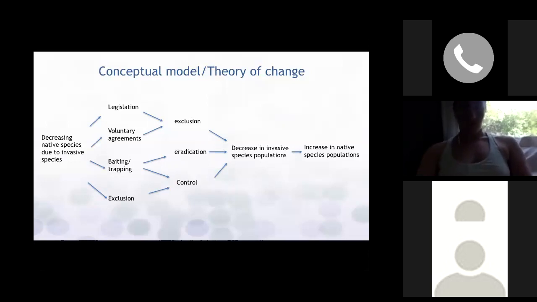So, for example, in this theory of change, they're saying, okay, the action, the exposure or intervention, is decreasing native species due to invasive species. So this is the exposure.